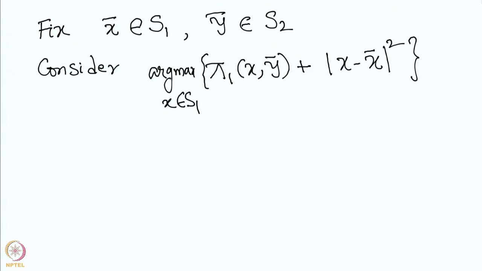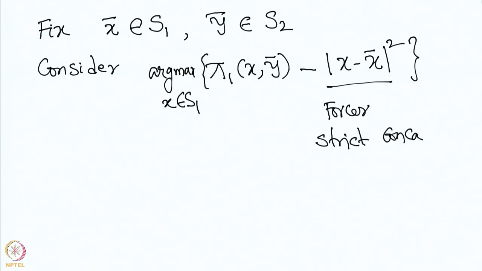As a function of x, I already know that pi 1 is a concave function in x, and mod x minus x bar square. Okay. Here is a small error, here it has to be minus to make it concave. This is also a concave function, minus mod x minus x bar square is concave. So, therefore, this is a concave function. And in fact, this particular term forces strict concavity. We have already discussed strict concavity and convexity. So, therefore, this function as a function of x, the maximum exists and the maximizer is unique.